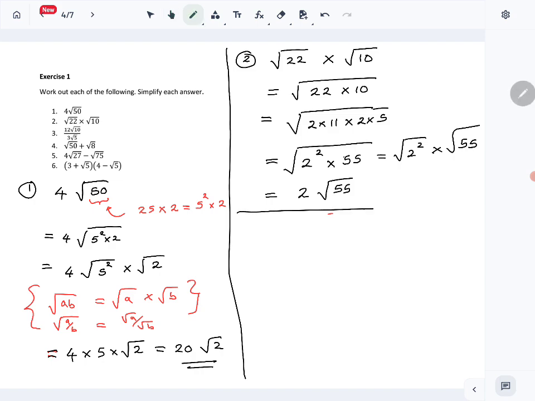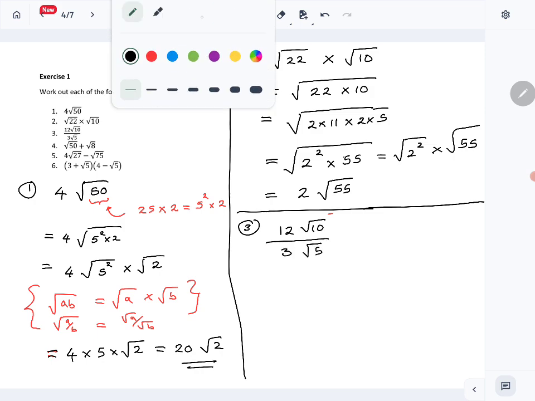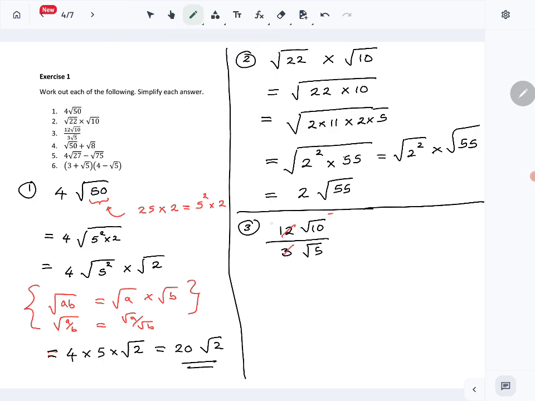Now let's look at the third question. Right. So now we have what? 12 square root 10 over 3 square root 5. Right. Now I can first simplify the outside part. That is 12 over 3, 4. Then what I'm going to do is write this square root 10 and square root 5 under 1 square root. Like this property of square roots. Square root a over square root b is the same as square root a over b inside.